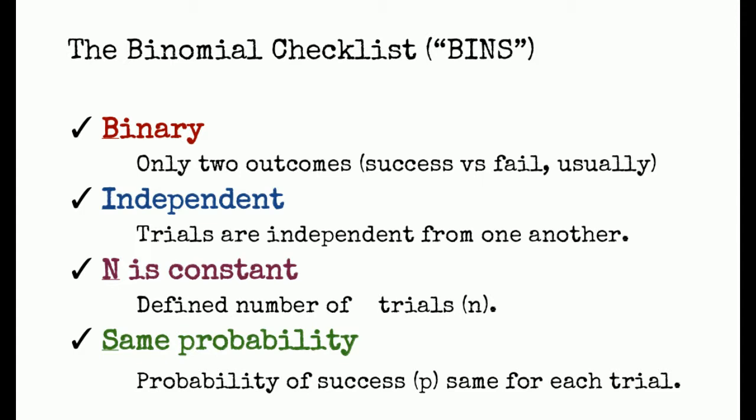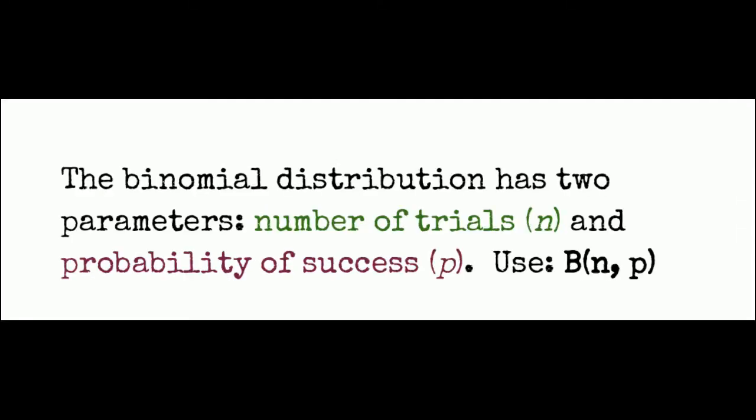If a distribution meets these conditions, we can call it binomial, and we use a notation really similar to what we did for the normal distribution. This time we use a capital B, and in parentheses the two parameters n, p: n for the number of trials, and p for the probability of success.